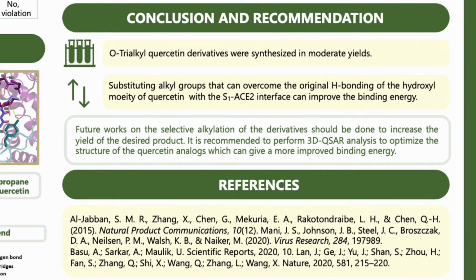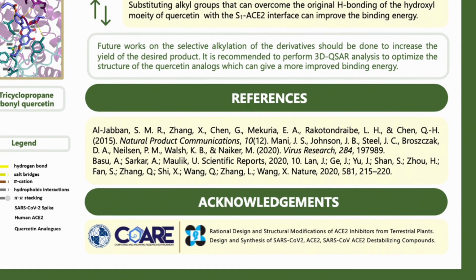Further studies on the selective alkylation of the derivative should be done to increase the yield of the desired product. It is recommended to perform 3D QSAR analysis to optimize the structure of the quercetin analogs, which can give a more improved binding energy. Future works on the synthesized derivatives will be done to evaluate their in vitro SARS-CoV-2 ACE2 inhibition and toxicity. The following articles were used as reference for this study.